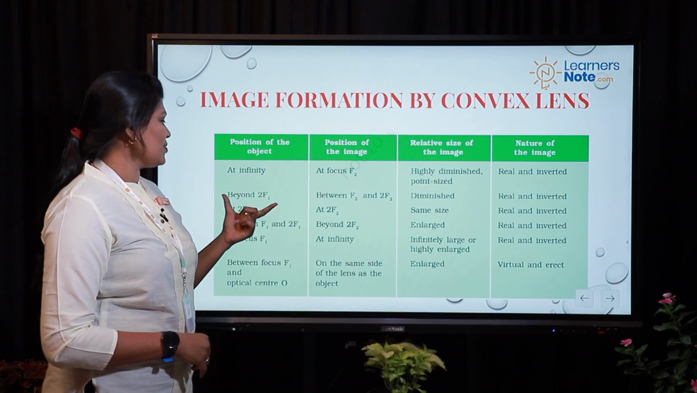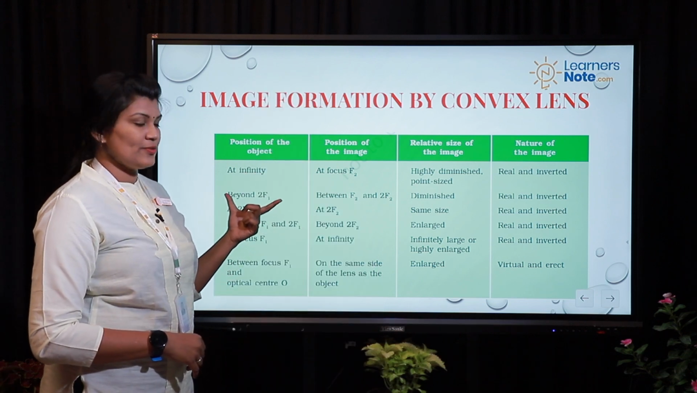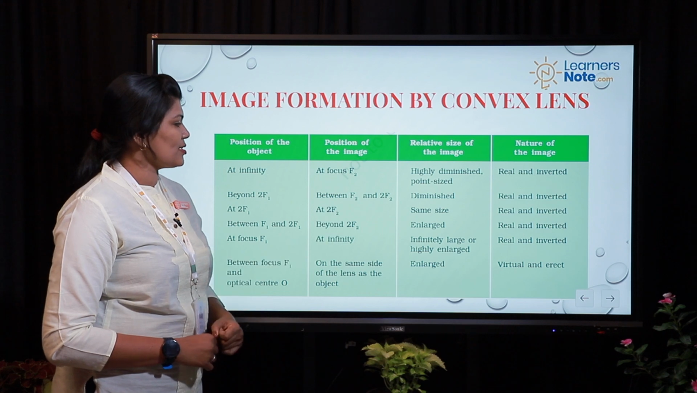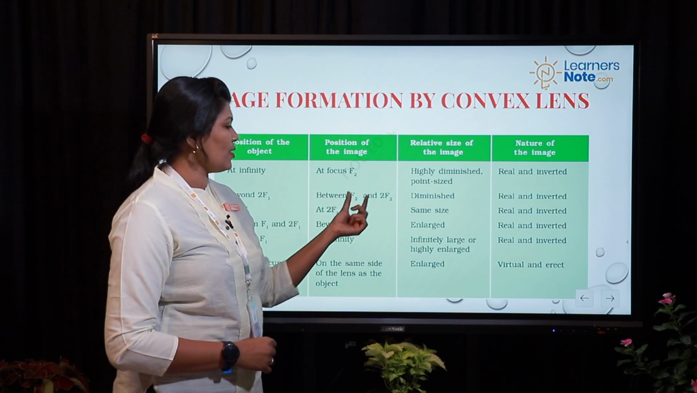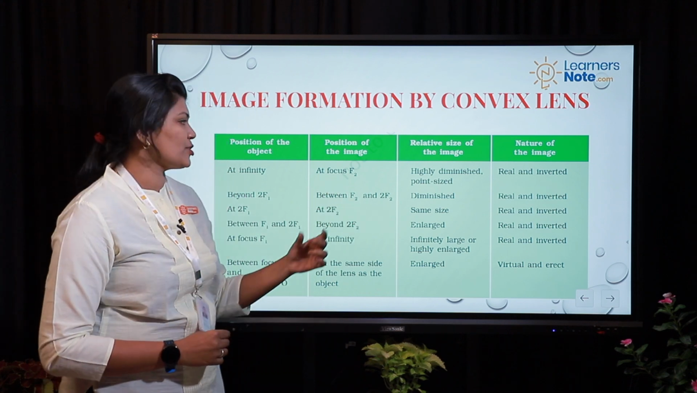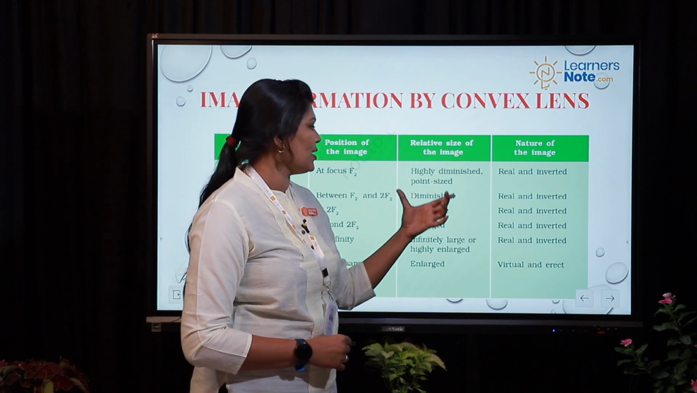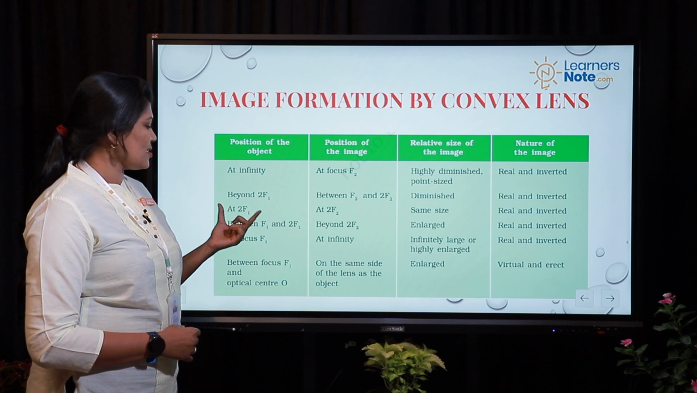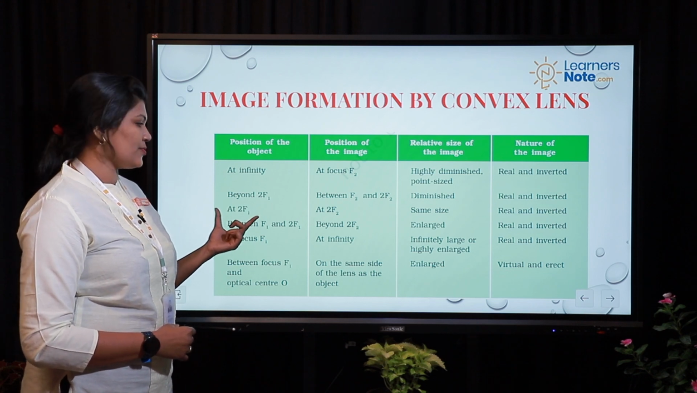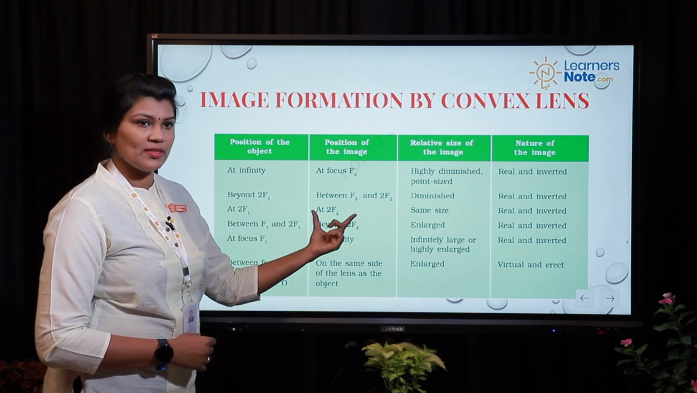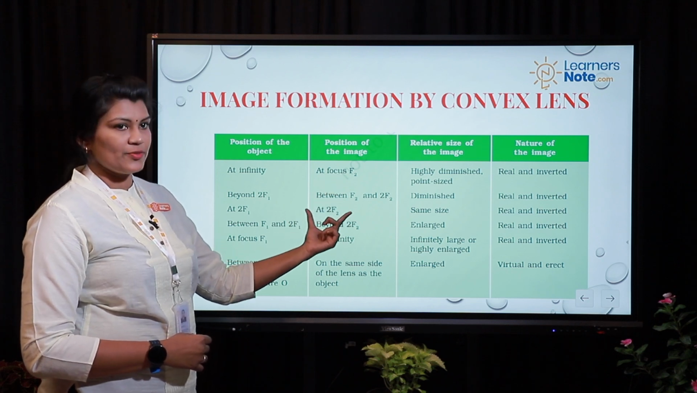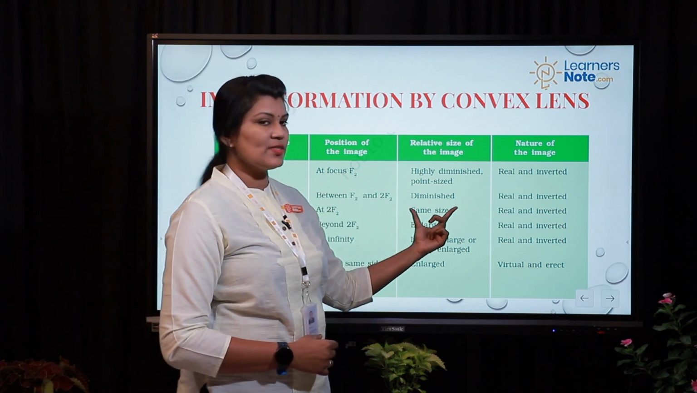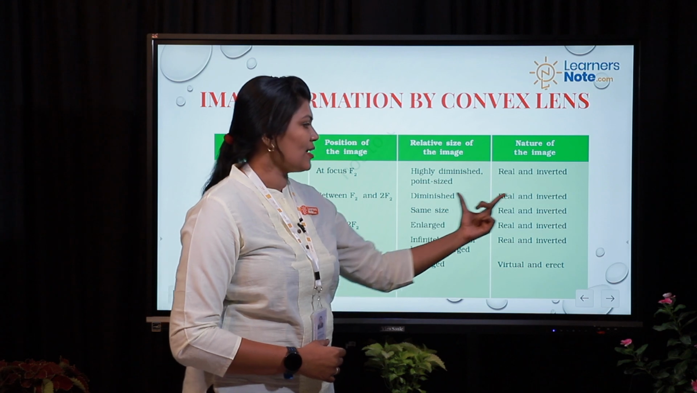If the position of the object is beyond 2f1, the position of the image will be between f2 and 2f2, and the nature of this image will be diminished, real and inverted. In the next case, if the object is at 2f1, the image will be at 2f2 and the size of the image will be the same as that of the object.